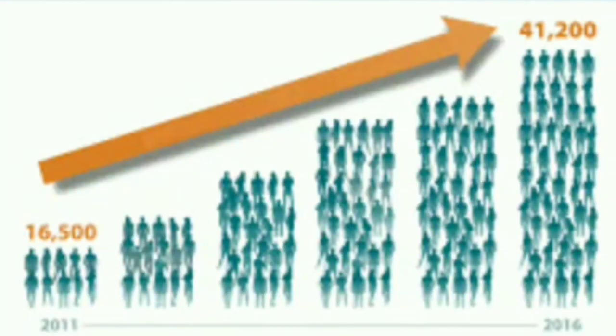So, there is an increase in the number of hepatitis C infections each year. As you can see in the diagram, the graph showing from 2011 to 2016, there is an increase. That is, in 2011, it was just 16,500, whereas in 2016, it is 41,200 cases.